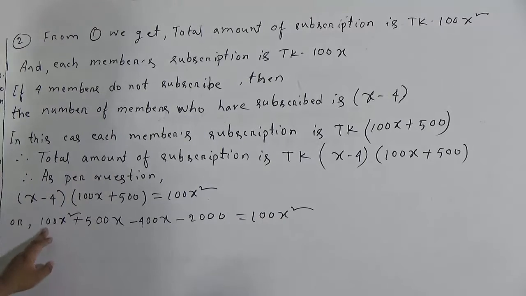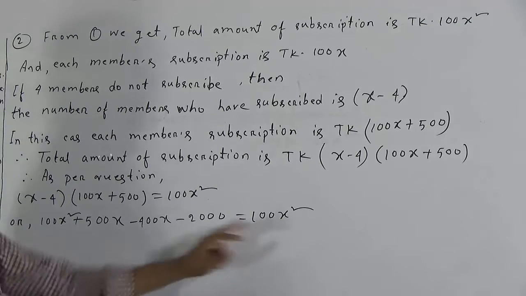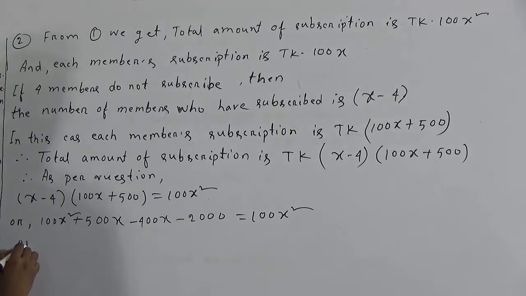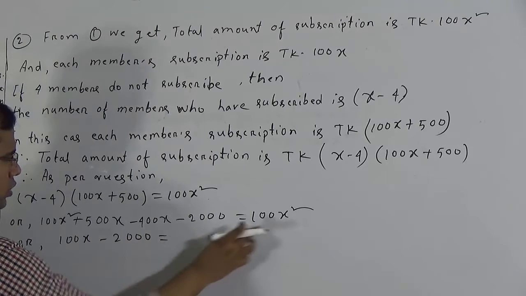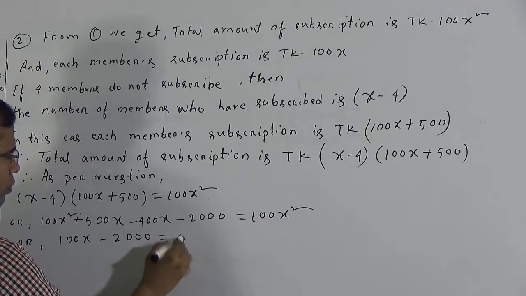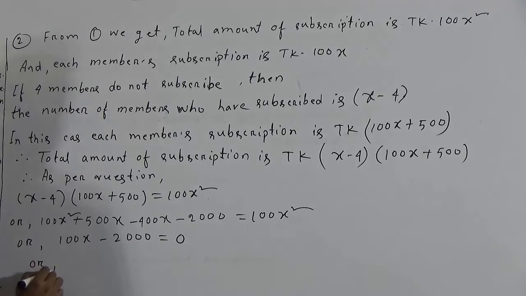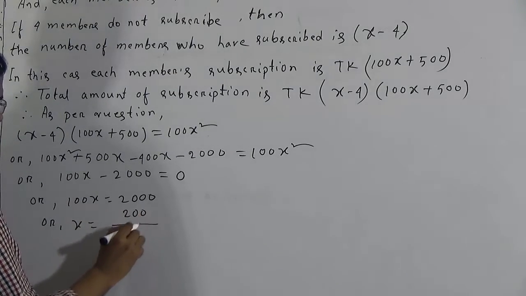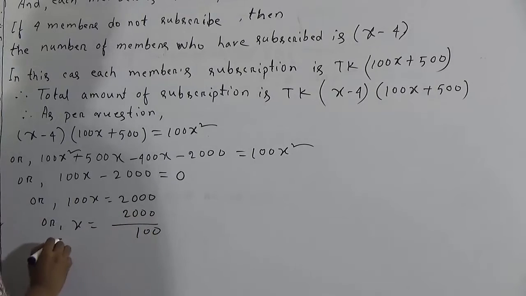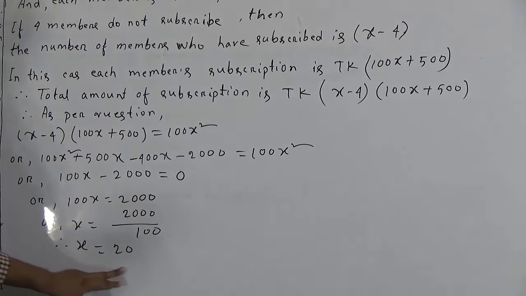Dear students, on both sides here 100x square exists, so we can omit 100x square from both sides. Here 500x minus 400x, this is equal to 100x, minus 2000, this is equal to 0, since we have omitted 100x square from both sides. Or 100x equal to 2000, or x equal to 2000 divided by 100. Therefore, x equal to 20. Dear students, total number of members will be 20.